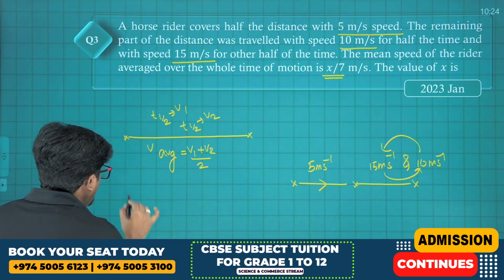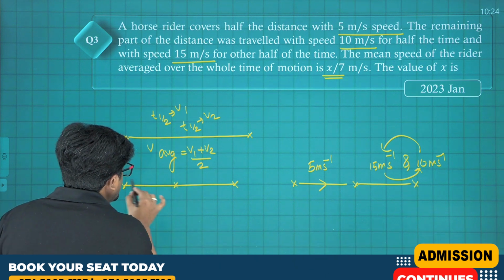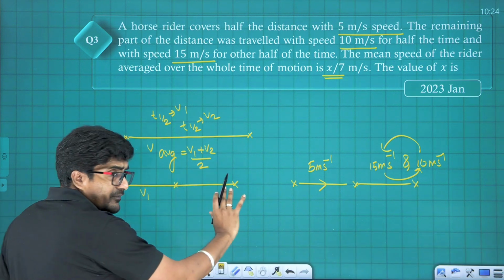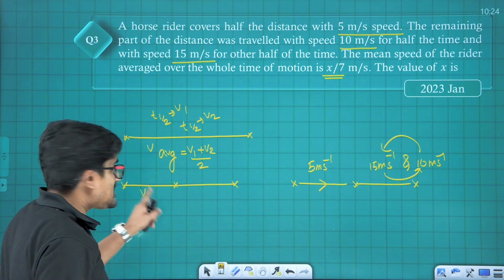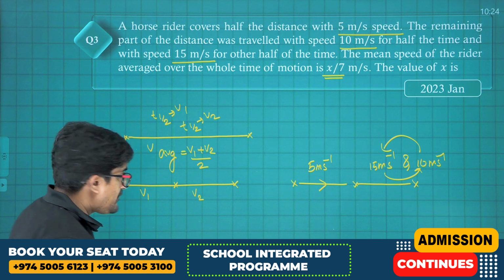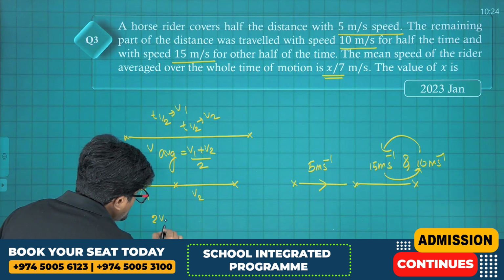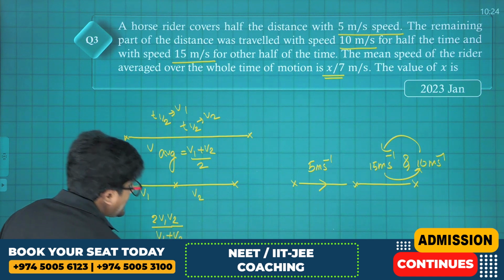Okay, now if out of the total journey, first half is covered with a speed of V1, I mean distance I am telling, not about the time. If first half of the distance is covered with the speed V1 and second half is covered with the speed V2, then the average speed is 2 times V1 V2 upon V1 plus V2. This is the key concept.